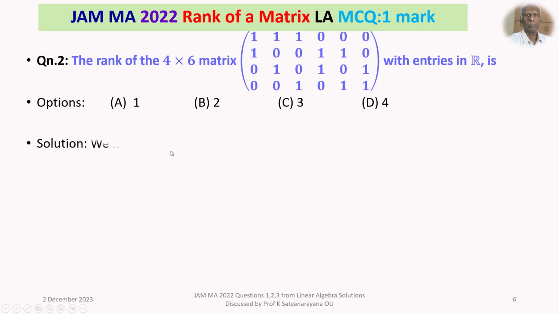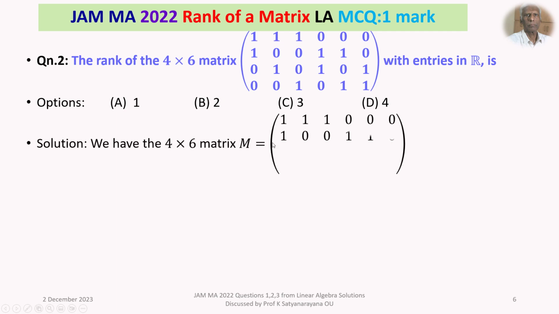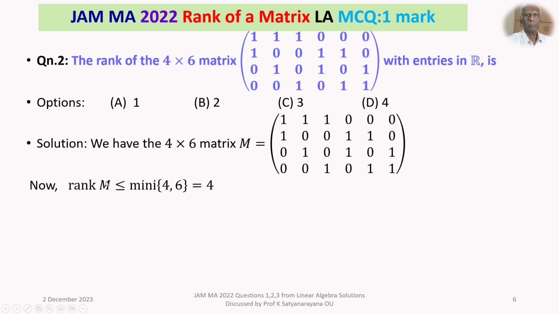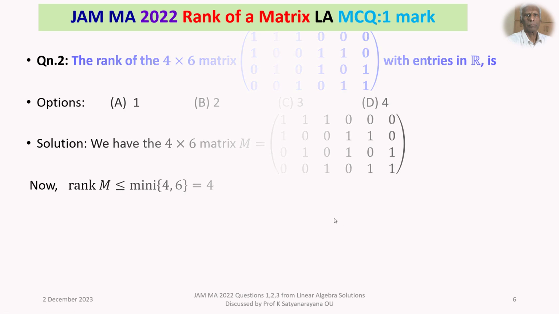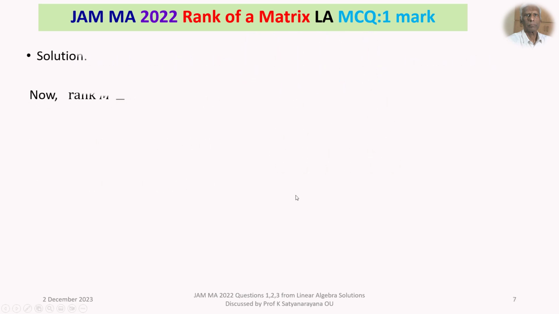Let's call this 4 by 6 matrix as capital M. And we know the rank of M is less than or equal to the minimum of the number of rows, comma number of columns. So the rank of M is less than or equal to minimum of 4 comma 6, that is 4. Now our aim is to reduce this matrix M into echelon form, then find out its rank.